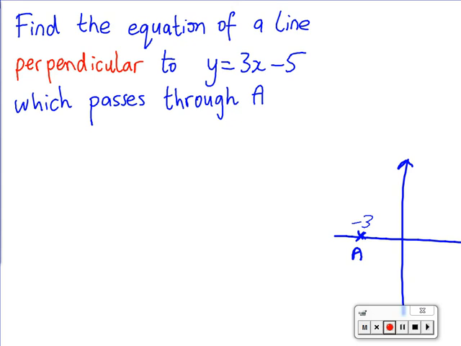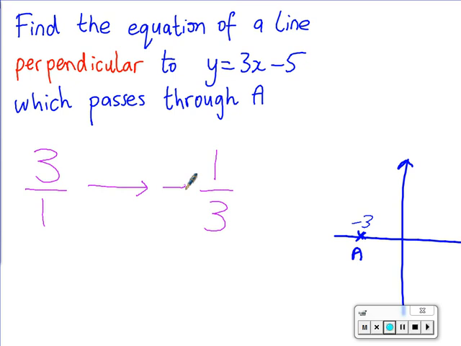One key concept is, how do we find a line perpendicular to the one that we're given? Well, we take the gradient of the one that we're given, which is 3. For a perpendicular line, if you remember, the pattern is that we flip the fraction upside down and change the sign. So this 3 is effectively 3 over 1, if we think of it as a fraction. And so the gradient of our perpendicular line is going to be 1 over 3, flipping it round, and negative.